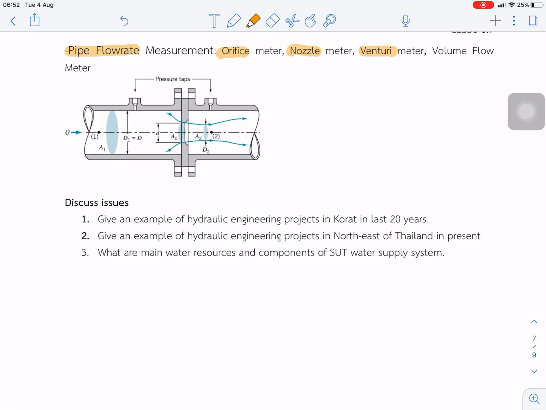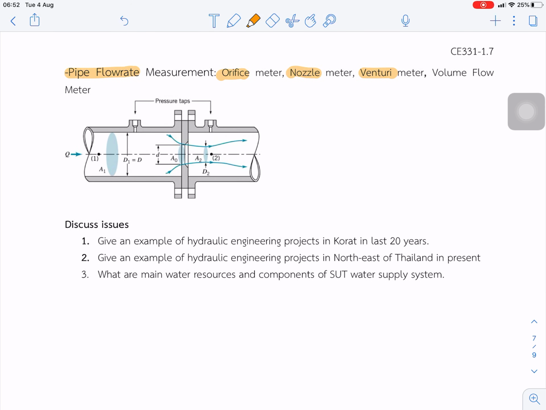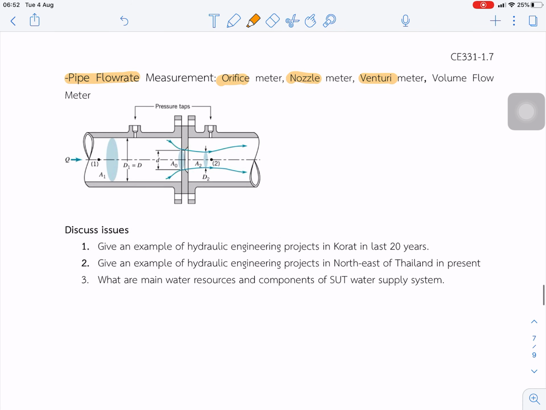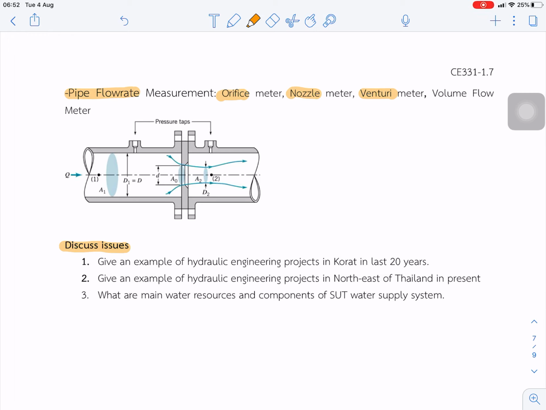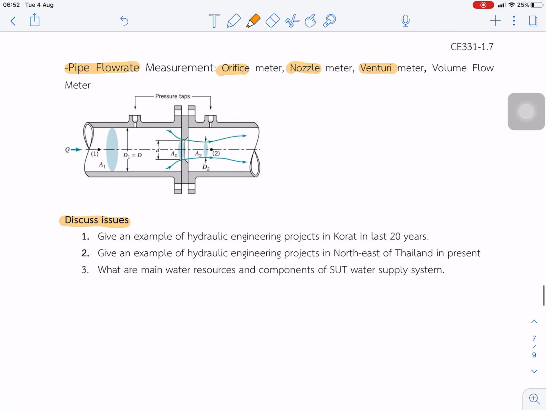You review this knowledge, and in the class we will discuss these three questions. About the example of a hydraulic project in Korat and an example of a hydraulic project in the northeast of Thailand, and what are the main resources and components of a water supply system. You can find the information by yourself and discuss in the class.